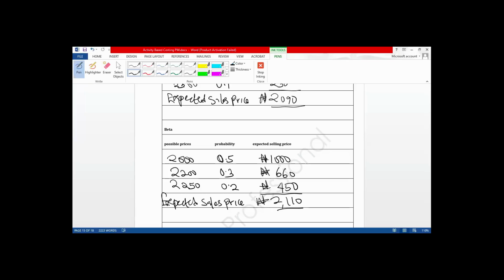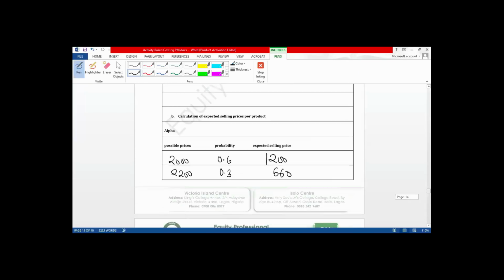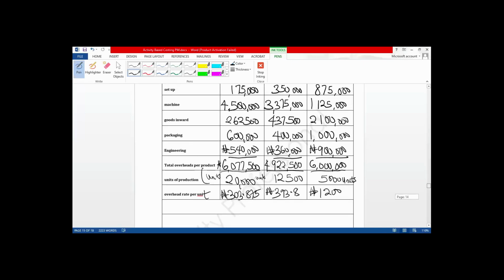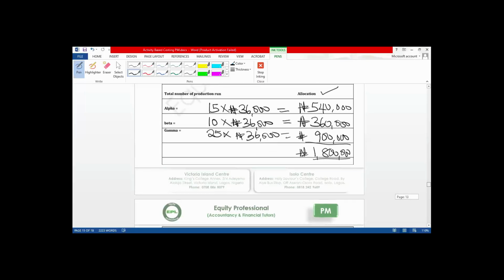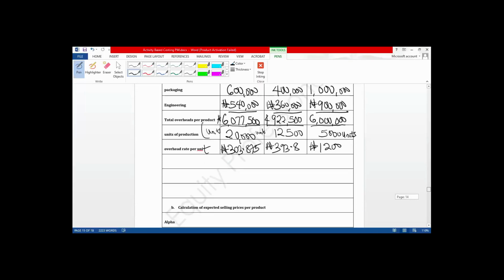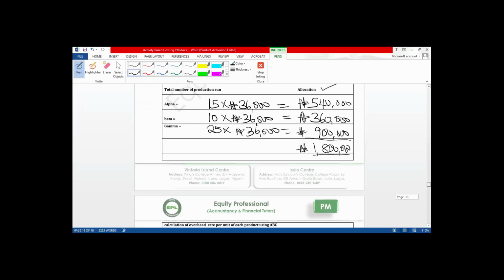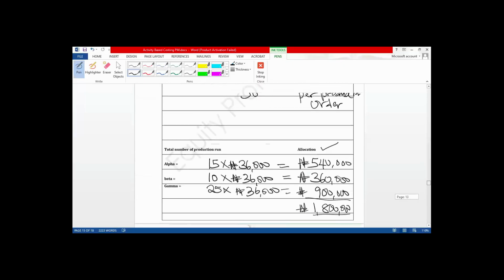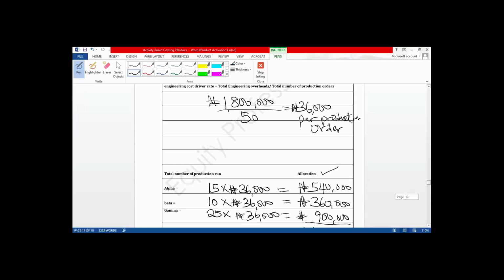Can you please scroll down? The first one, I guess, is a mistake there. Then let's look at the cost under activity-based costing. I'm coming to that.